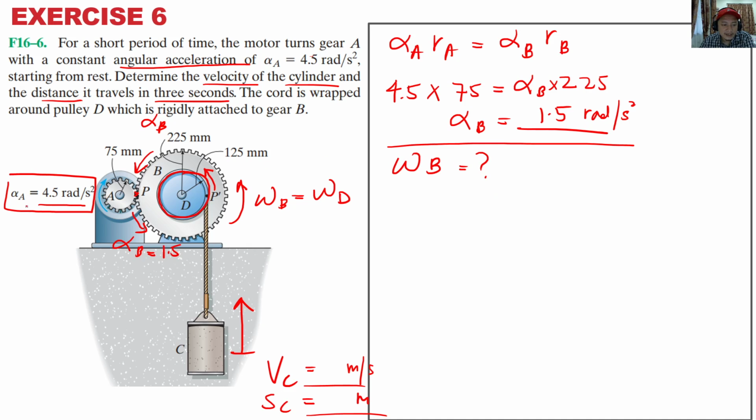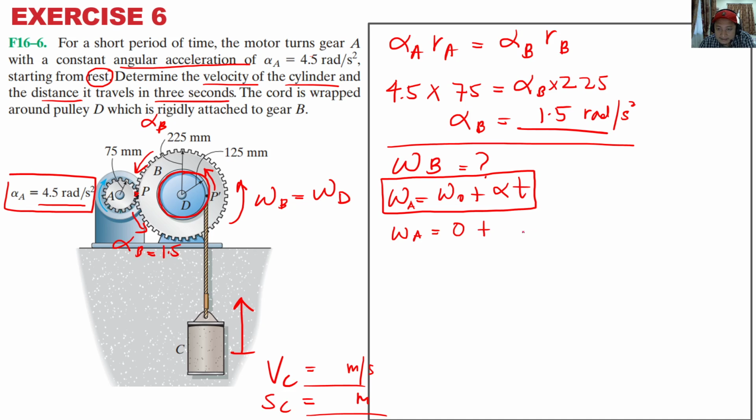We need to find out first what omega A is. What is omega A? In 3 seconds, find omega A first. Omega is equal to omega naught plus alpha T. Use this formula. In 3 seconds, look at omega A. Omega A you don't know. Starts from rest. There you go.